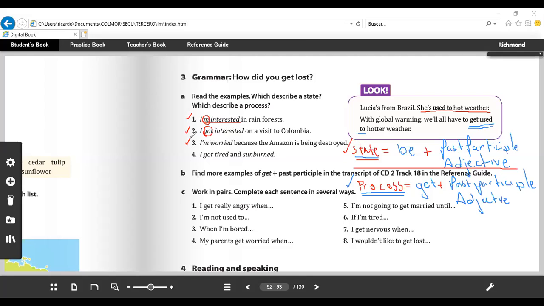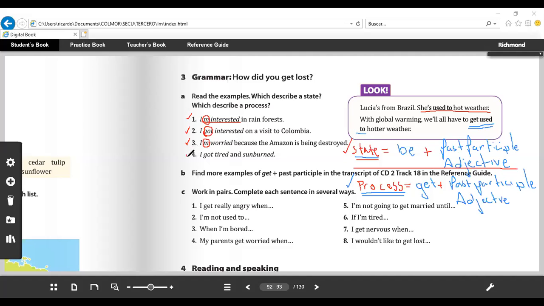Now the next one, number three, says, I'm worried because the Amazon is being destroyed. Again, over here we have the form of the verb to be. Therefore, this is a state. This person is not getting worried. It is already worried. Sorry about my dog. So this is a state.